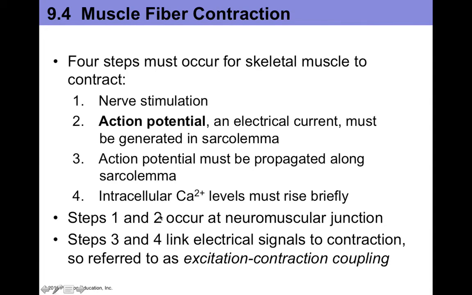Now, steps 1 and 2, nerve stimulation and action potential, occur at something called the neuromuscular junction, which is the point of communication between nerves and muscle cells. Steps 3 and 4 are those that link the electrical signal to contraction. After step 4, we get excitation-contraction coupling, where 3 and 4, the excitation component, lead to the production of a contraction, which we'll talk about later in this video as well.